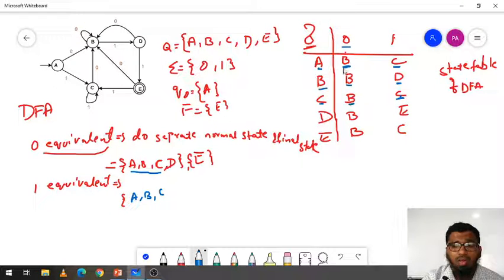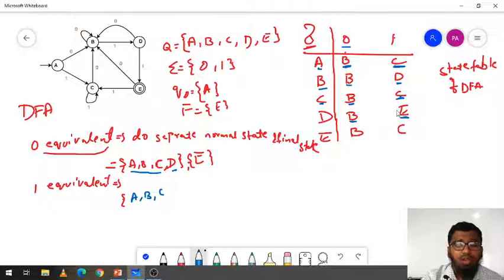Okay, now next, you can check A and D. If these three are okay, A, B, C, then any one of these you can take and check with the D. So I am going to check with A only. A on 0 is B, yes, okay. B on 0 is going to B, okay. Now this is going to the same set, same state. Okay, next check A on 1 is going to C and D on 1 is going to C.